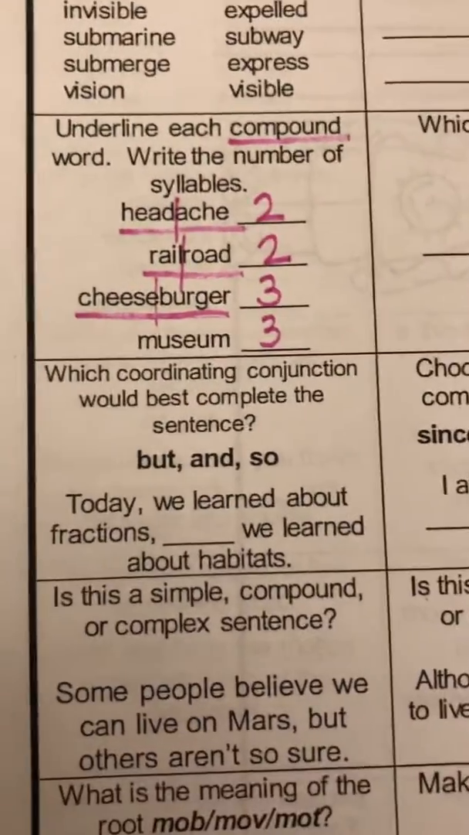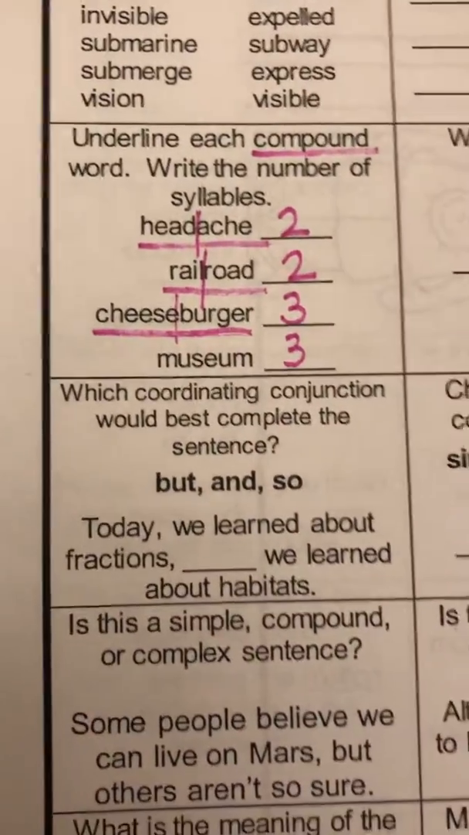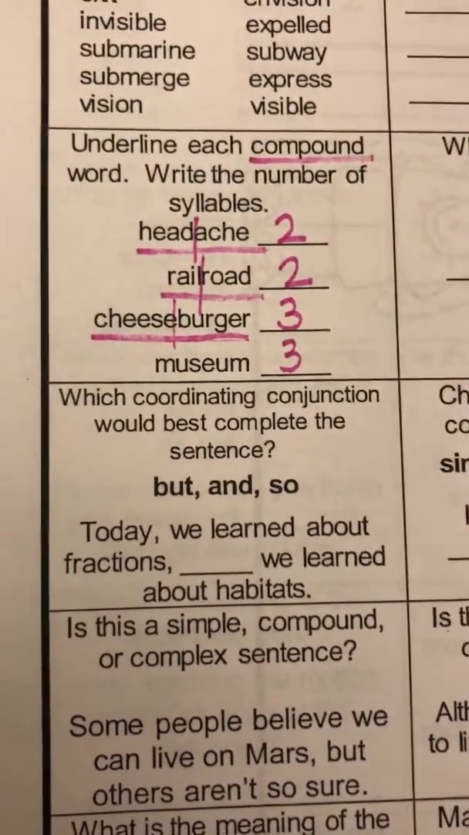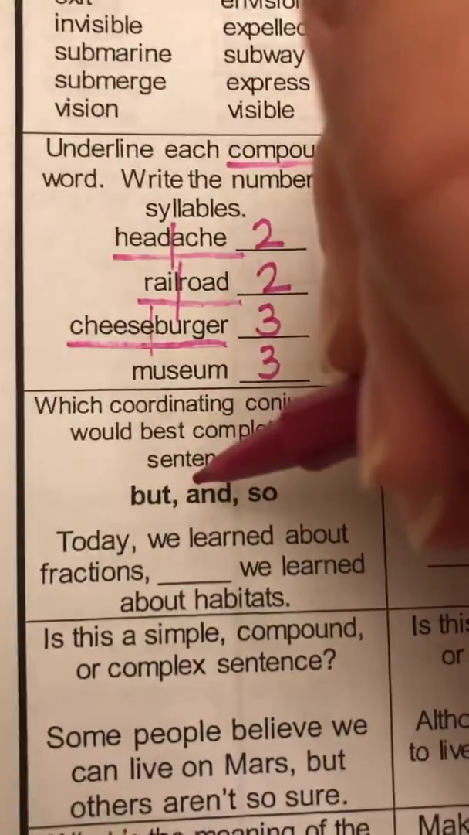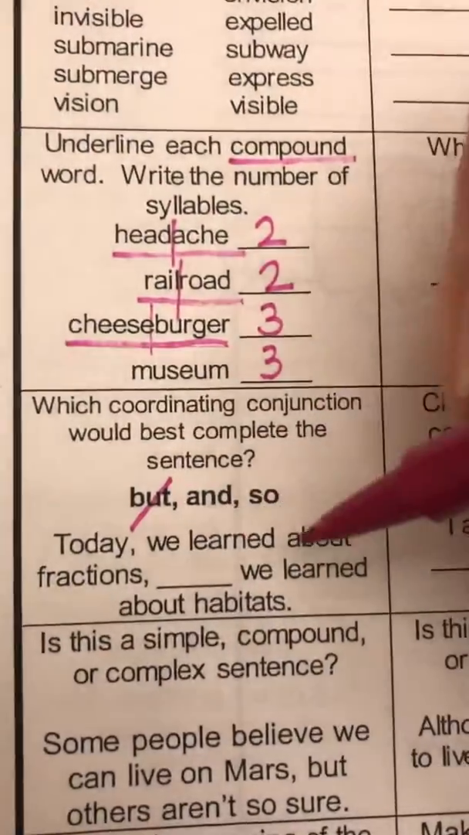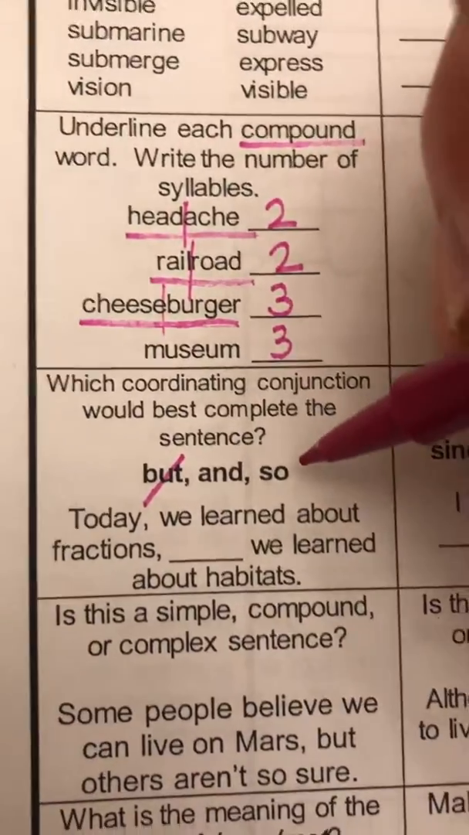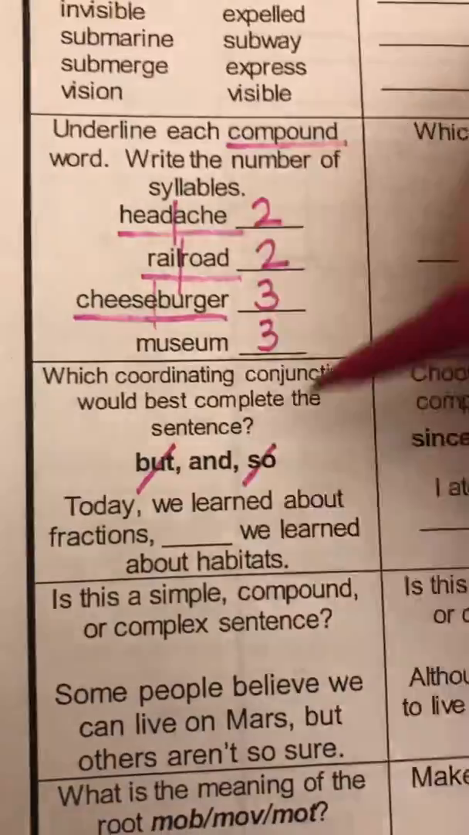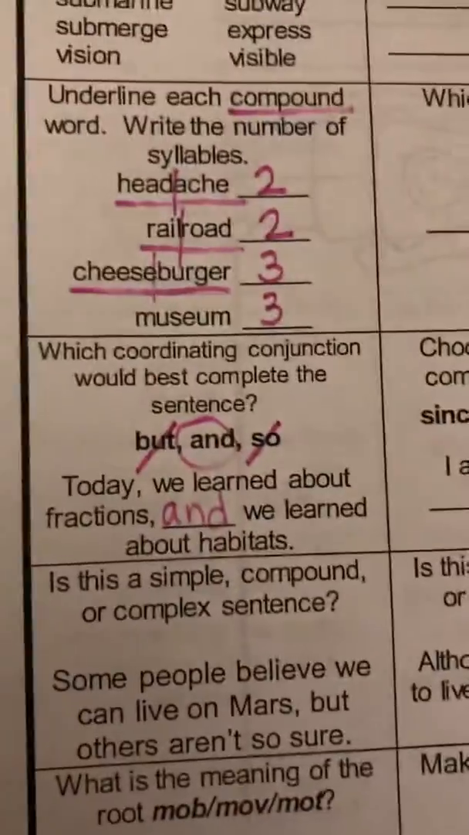Next is my coordinating conjunctions. So which one of these fanboys, but, and, or so makes sense in the sentence? Today we learned about fractions, blank, we learned about habitats. So I'm talking about 2 different things and I want to connect those. Today we learned about fractions, but we learned about habitats. That doesn't make sense. Today we learned about fractions and we learned about habitats. That makes sense, but I'm going to try the other one just to make sure. Today we learned about fractions, so we learned about habitats. That doesn't really make any sense, so it's going to have to be and to connect those together.